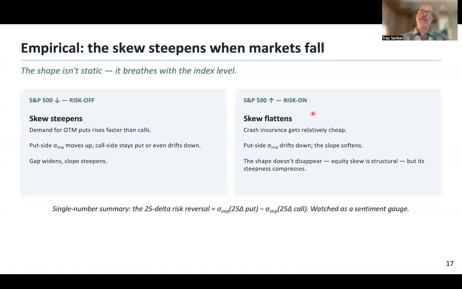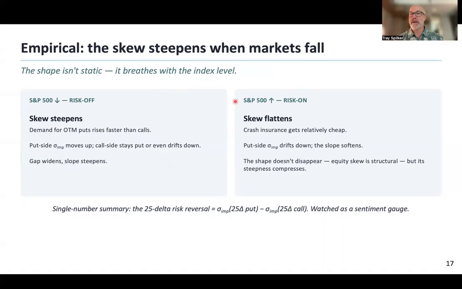And so this is basically a summary of what the prior three points predict, right? When the S&P falls, the skew will steepen. That is to say, the shape that we saw in the prior slide is not static. It can shift a little bit, essentially moves with the index level. So as the S&P falls, the skew itself will steepen, and when it rises, the skew will flatten a bit.